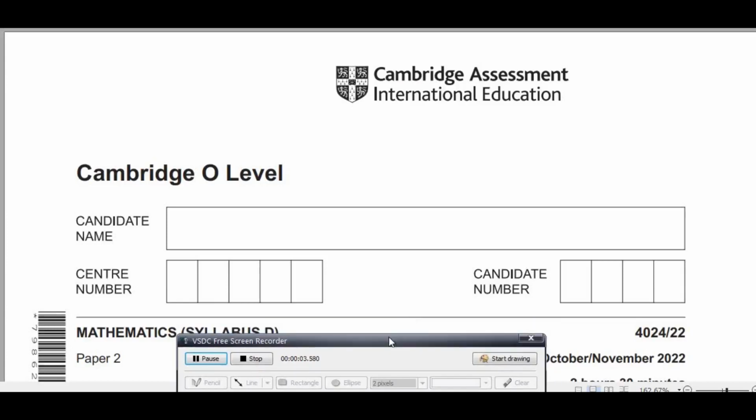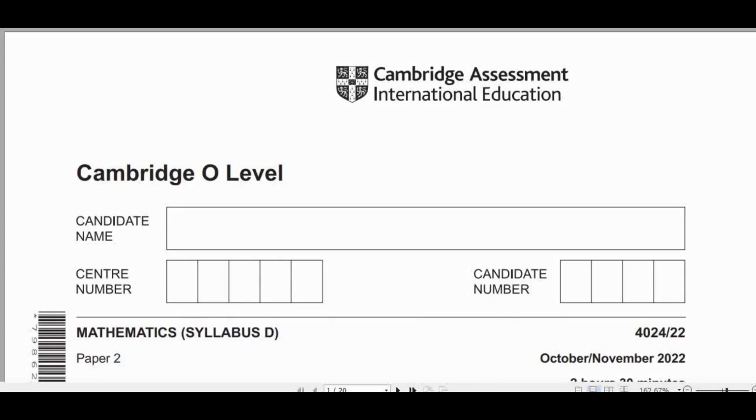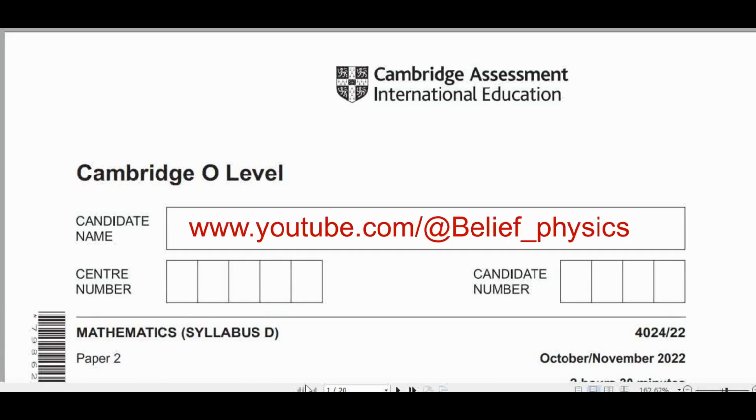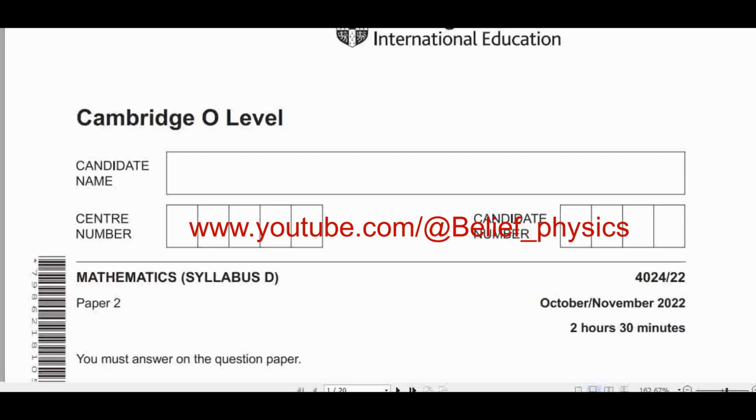Question number 4 of Mathematics O-Level 2022 paper 2, syllabus D 4024, variant 22.